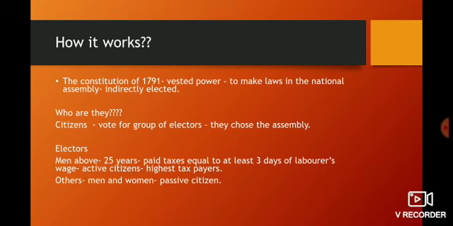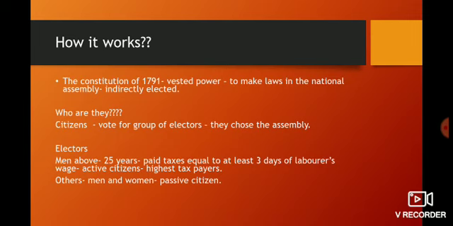Do you want me to repeat this? How does it work, children? The Constitution of 1791 vested the power to make laws in the National Assembly, by the indirectly elected people. Is it clear? So how is the election conducted, children? Only men above 25 years of age who paid taxes equal to at least 3 days of a laborer's wage were given the status of active citizens. That is, they were entitled to vote. Is it clear, children? They are called active citizens. What about the others?